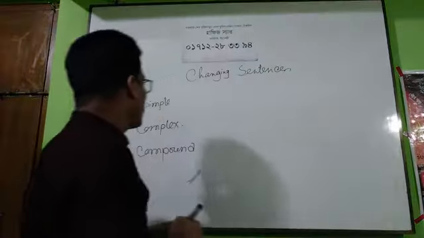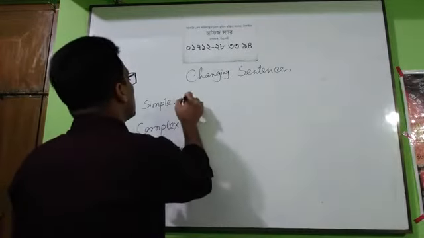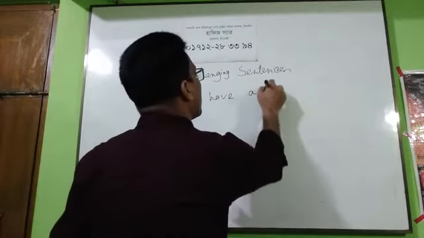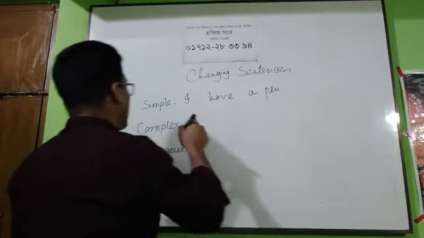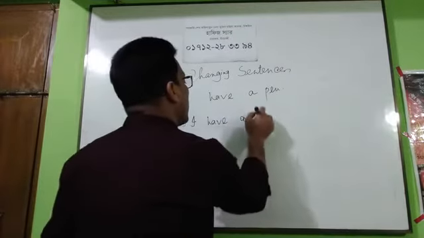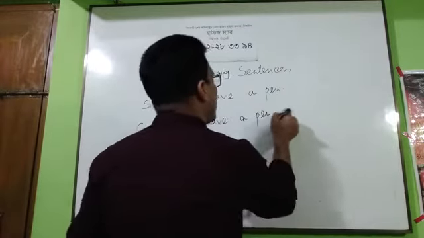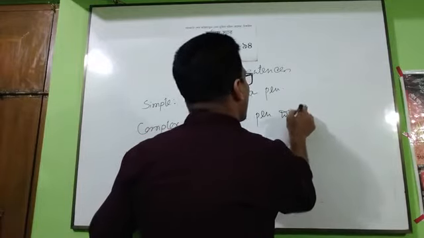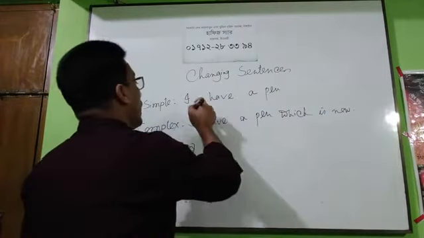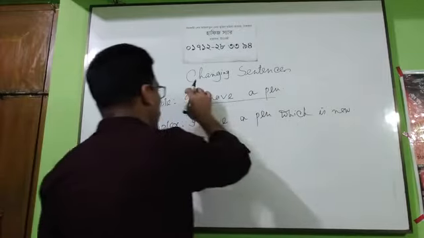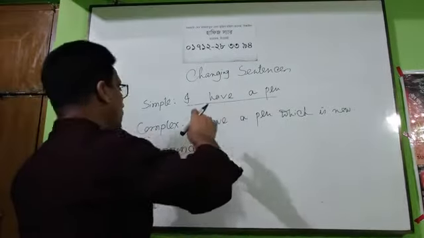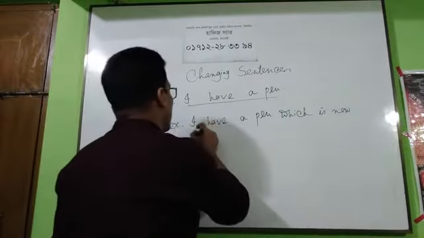For example, at least we will see simple. I have a pen. Okay, I have a pen. But complex, I have a pen which is new. Dear students, I have a pen. Okay, it has only one subject and one finite verb or one predicate. Okay, it's simple sentence. But on the other hand, complex sentence has a principal clause.